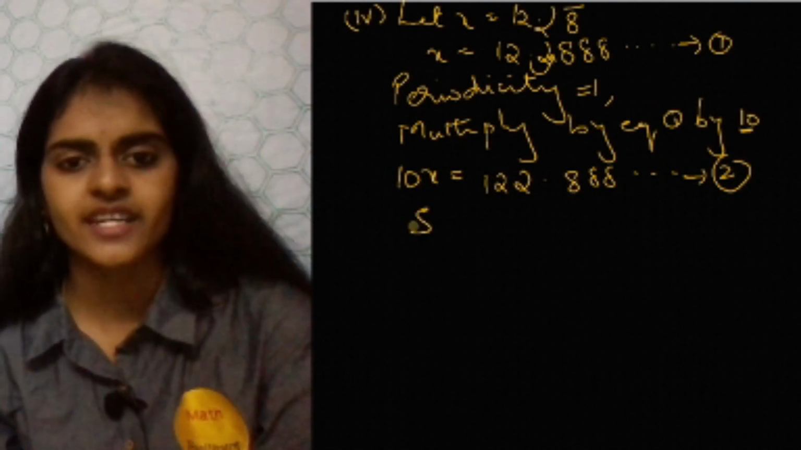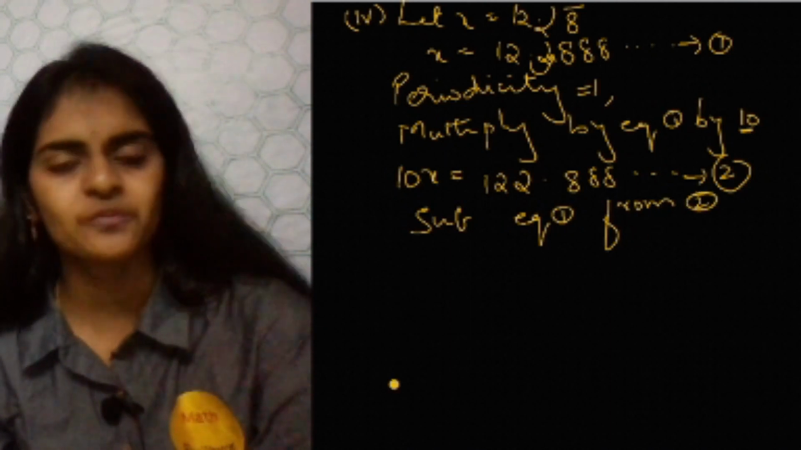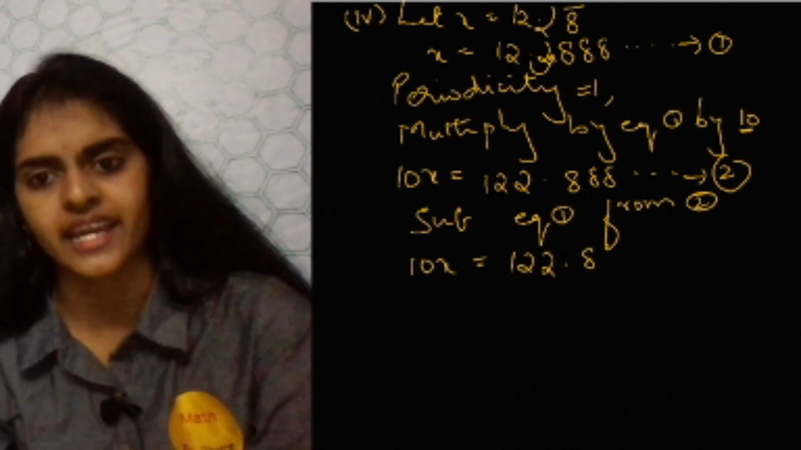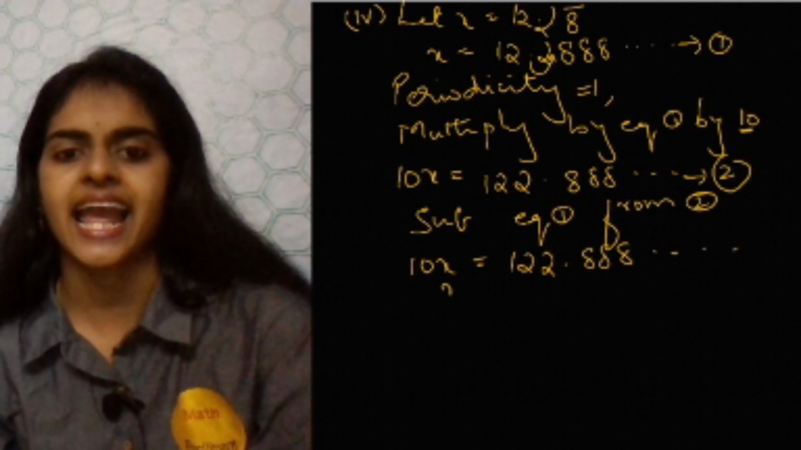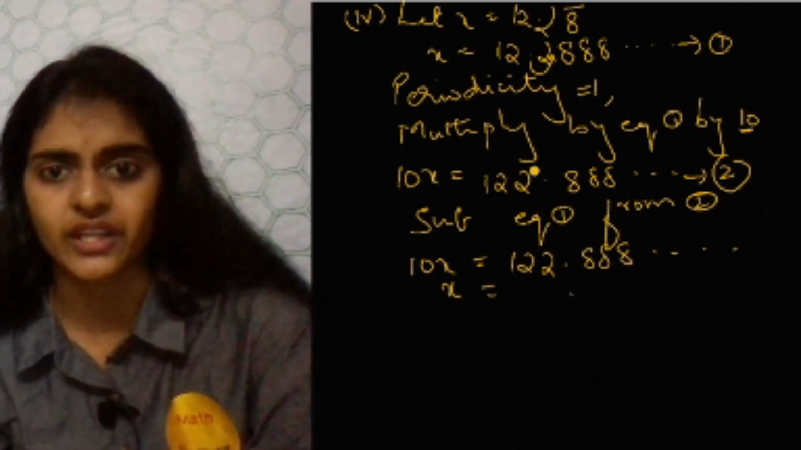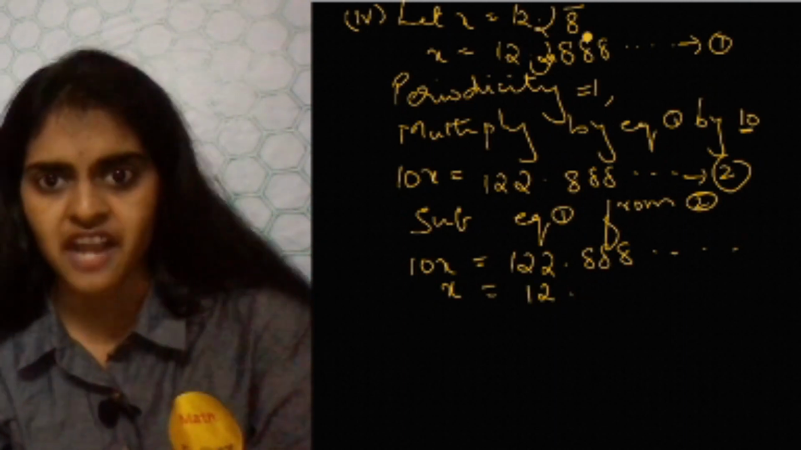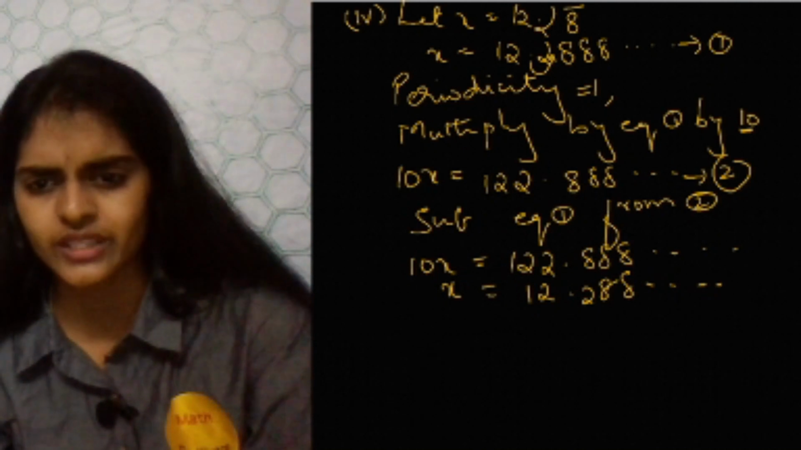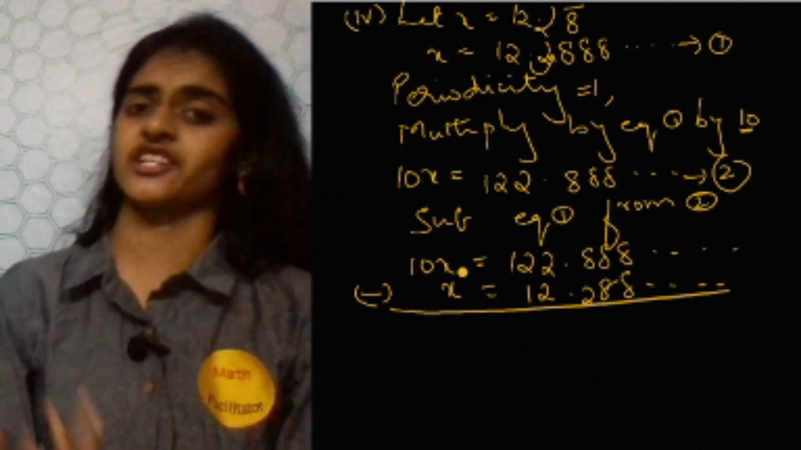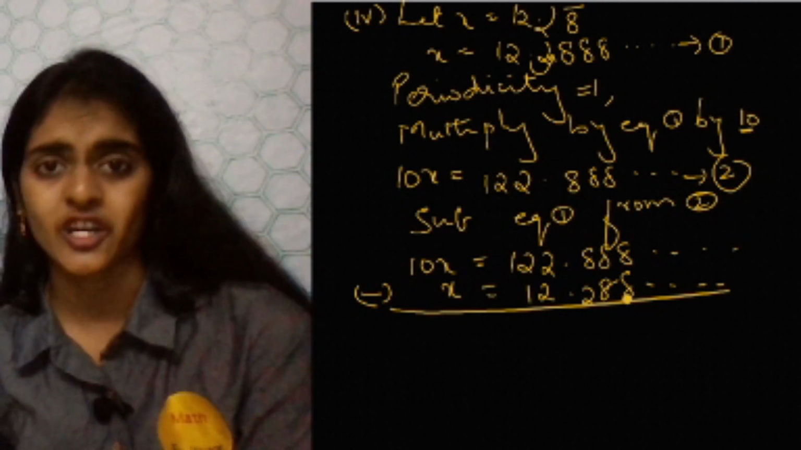So what is the next step? You have to subtract equation 1 from equation 2. Let us do it now. So 10x is equal to 122.888 and so on, and x is equal to what you have. As I said, first write the decimal point, then before the decimal point you have 12, so write 12, after the decimal point you have 288. This helps you make your work easier in exam time. Out of tension you'll panic and write it wrong. So these small tips will help you save yourself from losing marks.